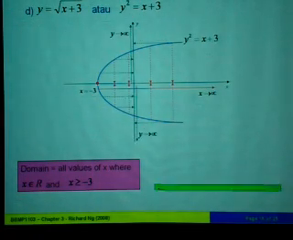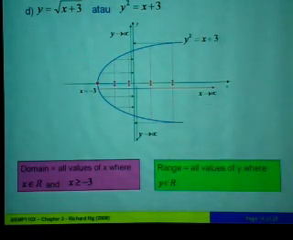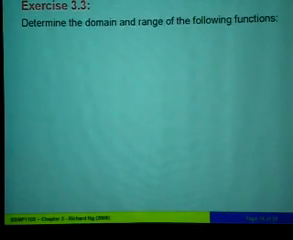The same goes for the range. We take any points from the curve and draw dotted lines towards the y-axis. We can see that the green dotted line will continue until infinity because there is no ending. The same goes for negative, it will also go towards infinity. So we can say range is equal to all values of y, where y must be a member of real numbers. Okay? Next, let's look at exercise 3.3.